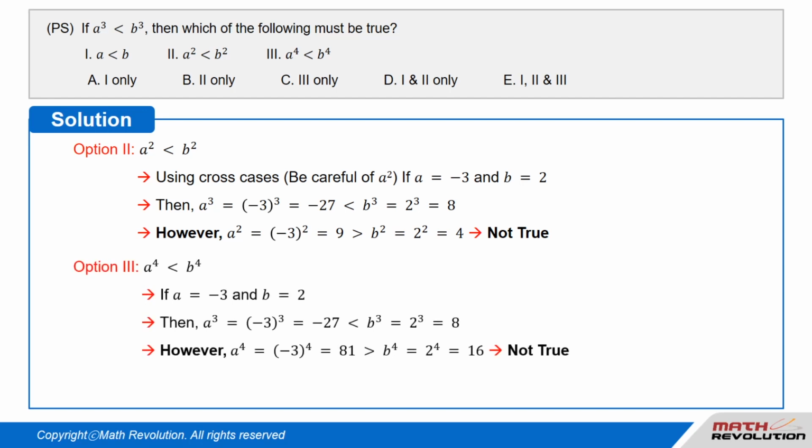Option 3. A to the power of 4 is smaller than b to the power of 4. If a equals -3 and b equals 2, then a cube equals -3 cube equals -27, which is smaller than b cube, equals 2 cube, which equals 8. However, a to the power of 4 equals -3 to the power of 4, which equals 81, which is greater than b to the power of 4, equals 2 to the power of 4, which equals 16. Thus, this option is not always true.